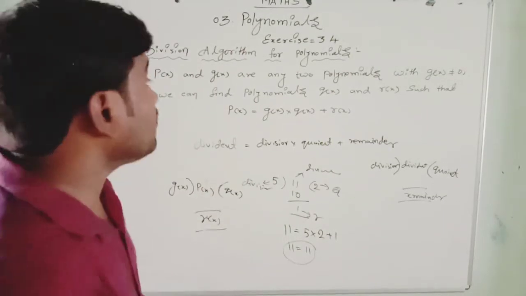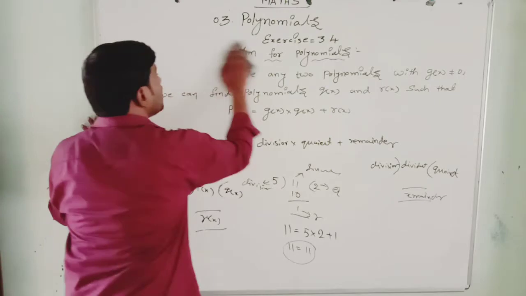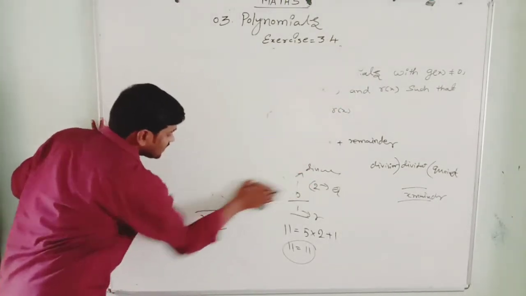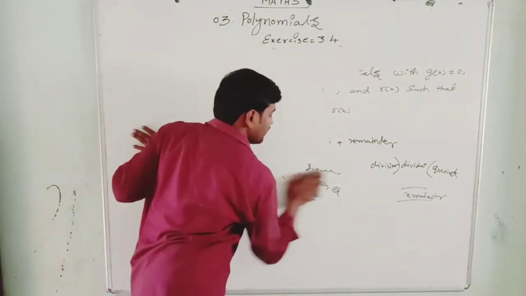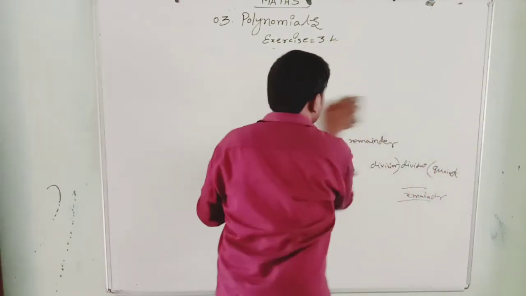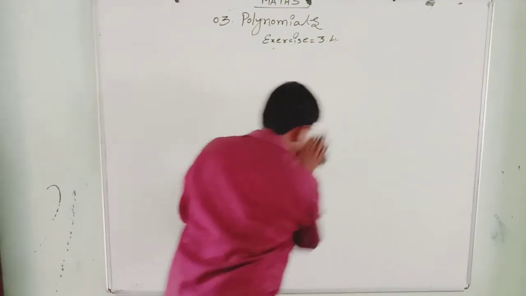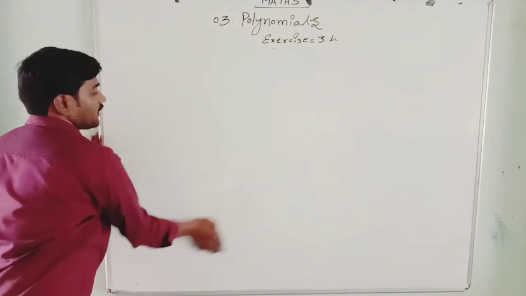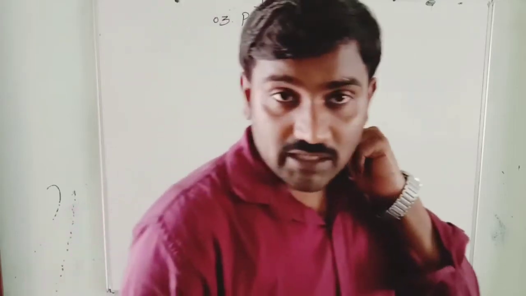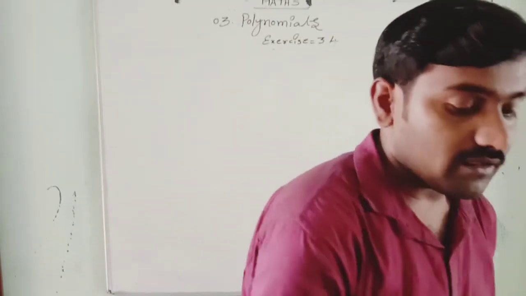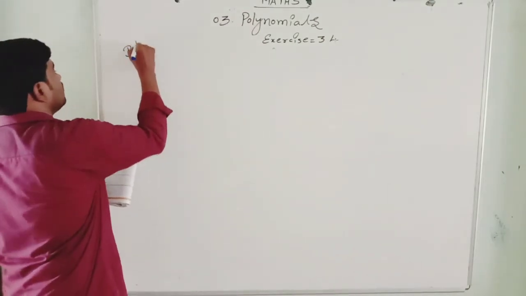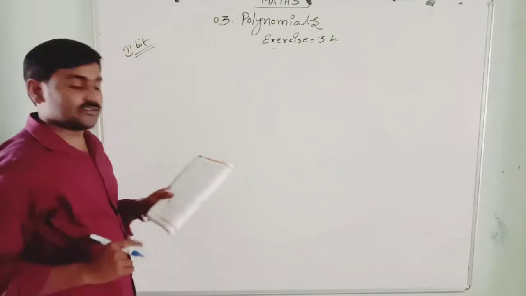Without wasting time, let us solve the problems from exercise number 3.4, children. There are 5 bits in this exercise. We'll try to solve all the problems of this exercise. Now you remember some properties of polynomials, and degrees of the polynomials will also help us here in the last bit. So first of all, let us learn the first bit.